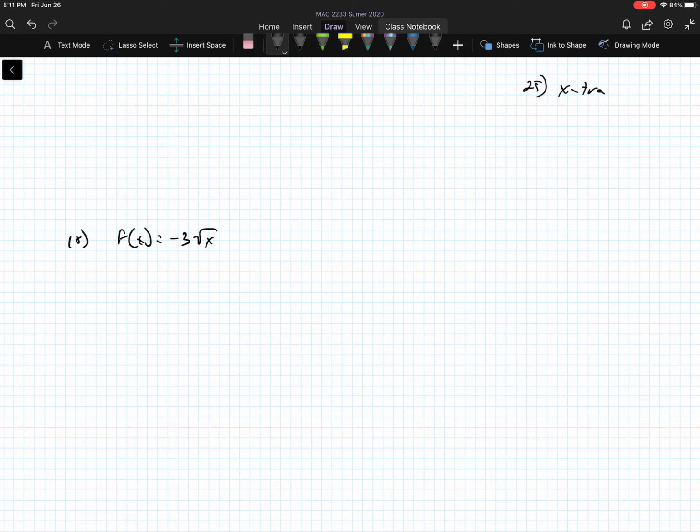Let me just do this here so I can have my space. So we know that if f of x is equal to the square root of x, then f prime of x is equal to 1 over 2 square roots of x. So then, if I were to evaluate this one, we're actually going to end up with a negative 3 over 2 square roots of x, right?